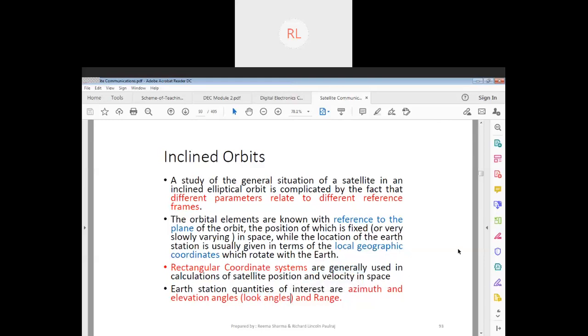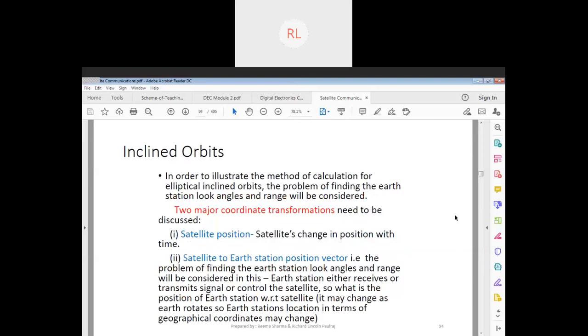Rectangular coordinate systems are generally used in calculations of satellite position and its speed or velocity in space. Rectangular coordinates. Remember, we spoke about horizontal coordinates, then circular coordinates, then vertical coordinates. So similarly here, we are going to use something called rectangular coordinates.